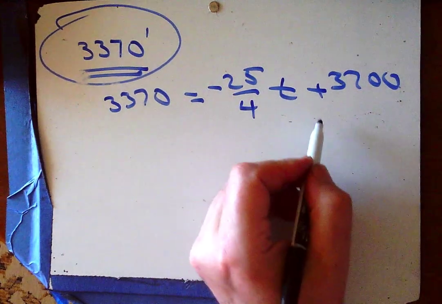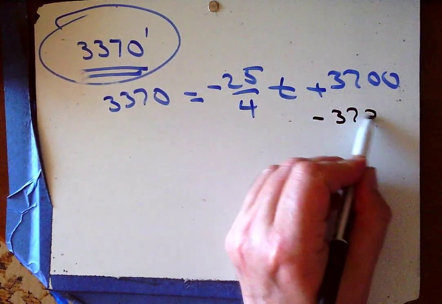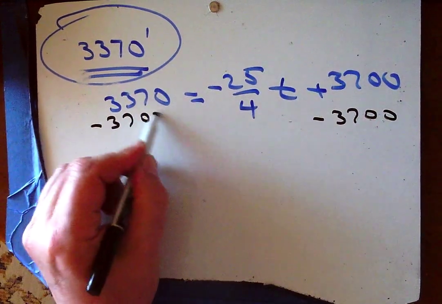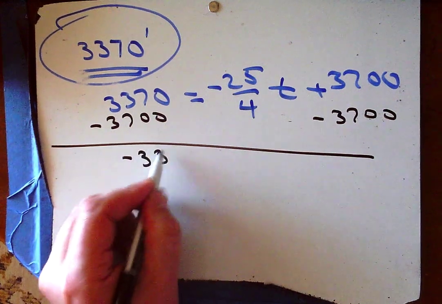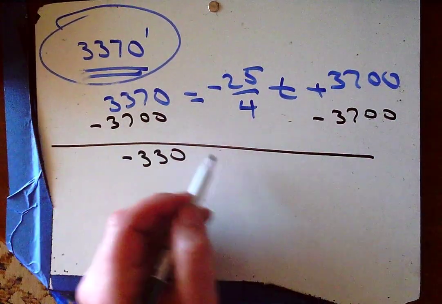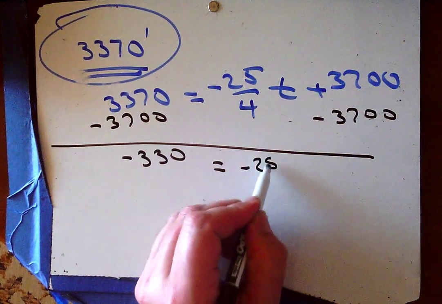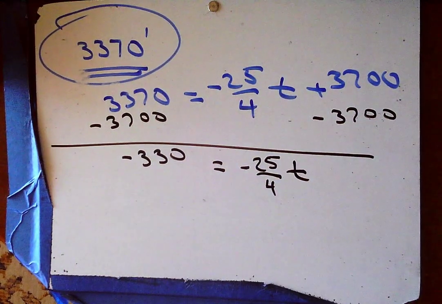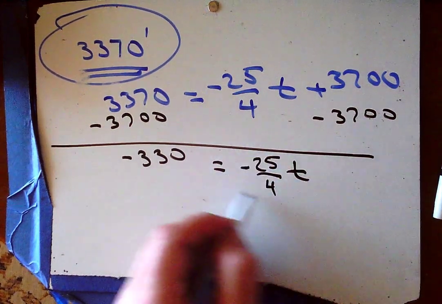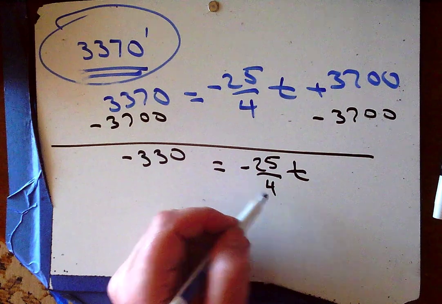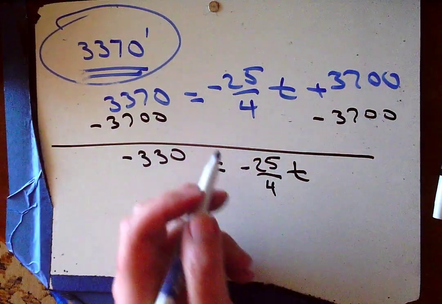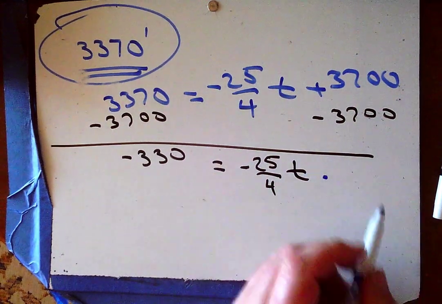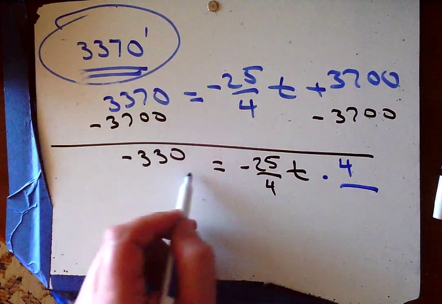Welcome back. So in solving for t, I'm going to subtract 3,700, and I'm going to get negative 330 equals negative 25 over 4t. And here, I could multiply. You know, a lot of students say they want to divide both sides by this. And I think that's a little crazy because now you're taking this number and dividing it by a fraction, and it just means that you're going to get confused. So instead, why don't we just multiply both sides by 4?